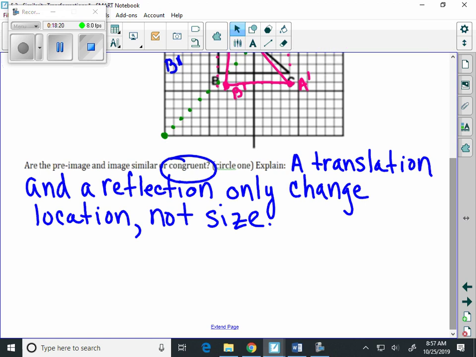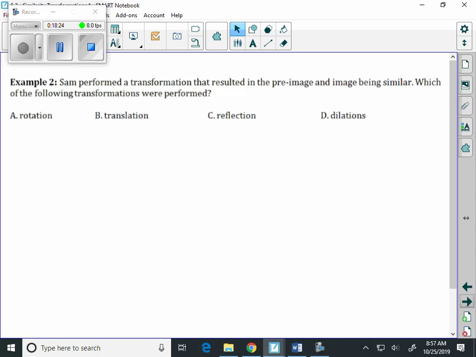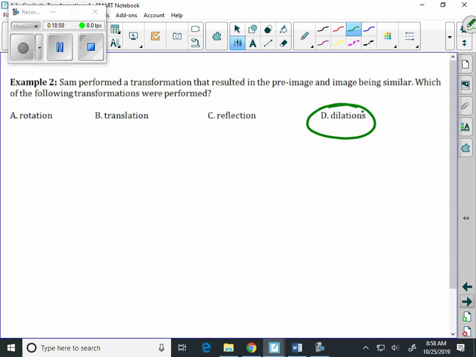But the last 3 questions here on our notes happen to be former OST questions. And even though they were former, it wouldn't surprise me if they showed up again. But example 2 should be very quick. It says, Sam performed a transformation that resulted in a pre-image and an image being similar. Which of the following transformations were performed? Well, rotation changes location. Translation changes location. Reflection changes location. Dilation changes size. Size, similar. Former OST question, hopefully it should be a quick 30 seconds or less, and move on to the next one.